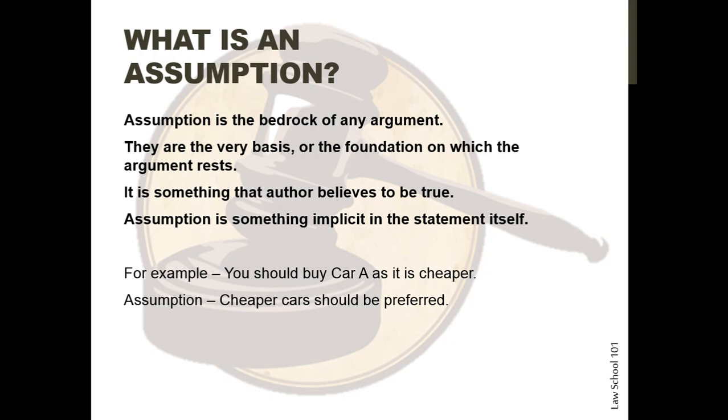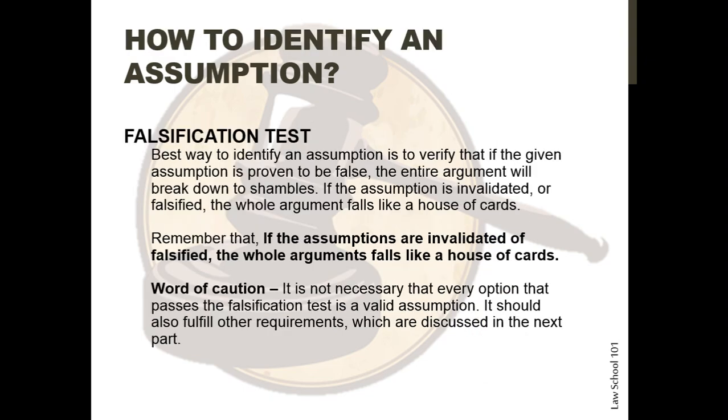How to identify an assumption? To identify an assumption, we use the falsification test. According to this, one must check each given option as if the validity of the premise lies on what the assumption is saying. We need to analyze the role the truthfulness of each statement has on establishing the validity of the statement. There can arise three cases.